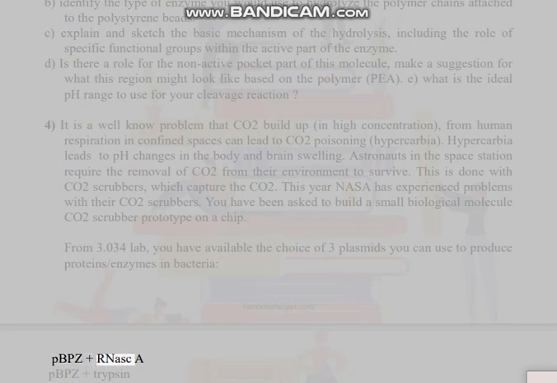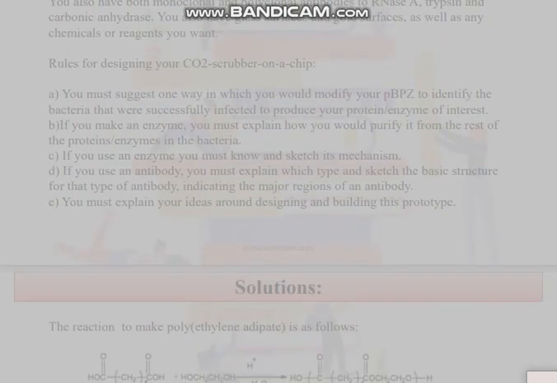PBPZ plus RNase A, PBPZ plus trypsin, PBPZ plus carbonic anhydrase. Where this notation implies that PBPZ includes the sequence for the protein of interest. You also have both monoclonal and polyclonal antibodies to RNase A, trypsin and carbonic anhydrase. You also have glass surfaces and gold surfaces, as well as any chemicals or reagents you want.